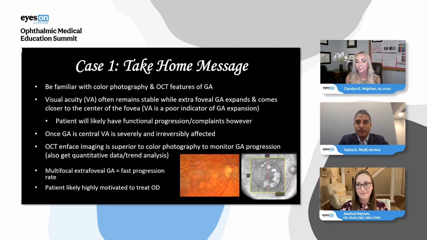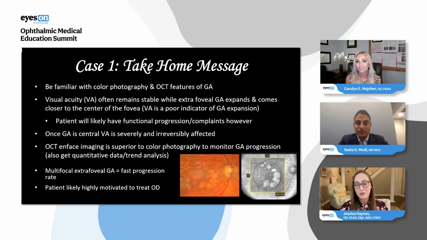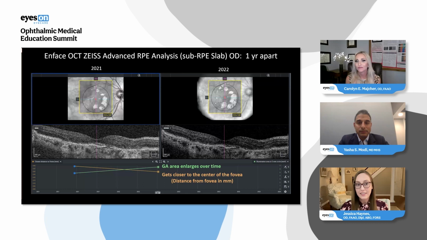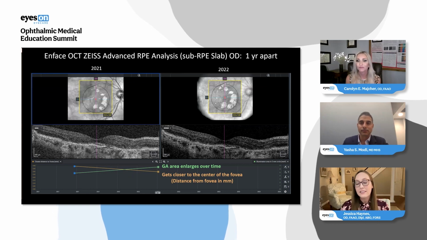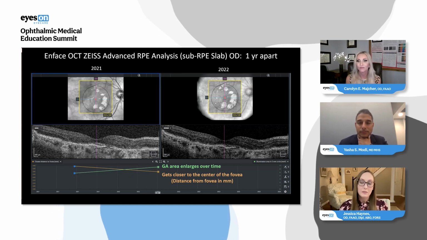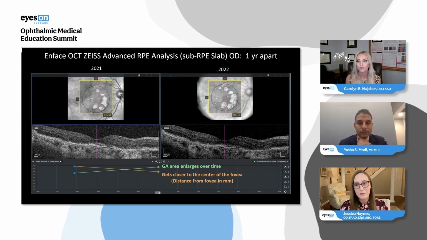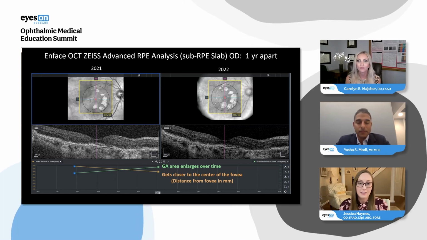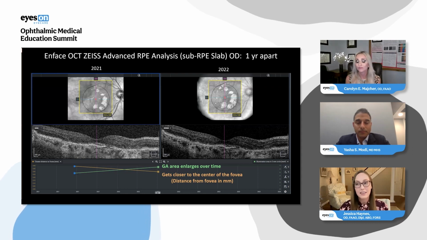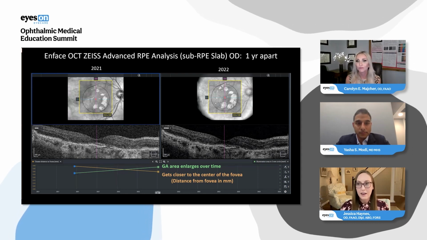Jess, any last minute thoughts on this case? I do love the sub-RPE slabs showing these sub-RPE illuminations. It is so nice to be able to see this in that en face way. And I think for patients, that's also extremely valuable. Yes. Because again, you're trying to show a patient why it's important to be treated, even though their vision is not going to get better, even though they may continue to progress, because you can show them without treatment, this is definitely changing over time. Here are your images. And with treatment, the goal is to slow this down.